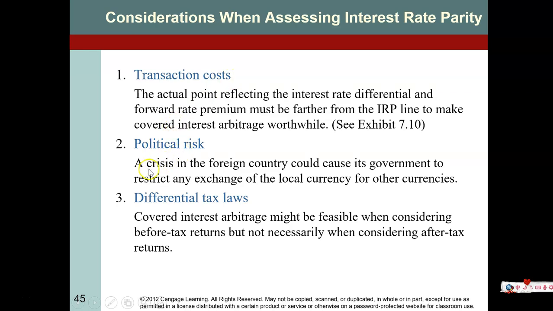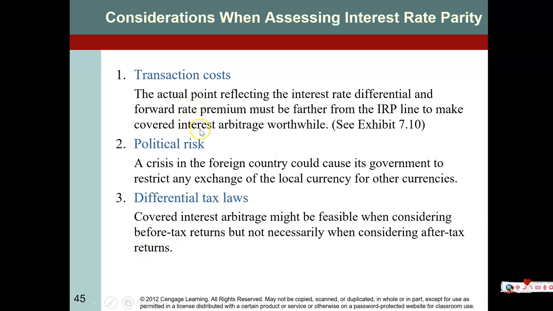Political risk. A crisis in the foreign country could cause its government to restrict any exchange of the local currency for other currencies. So there's another cost that could burden you when you are using covered interest arbitrage. Differential tax laws. Covered interest arbitrage might be feasible when considering before-tax returns, but not necessarily when considering after-tax returns.